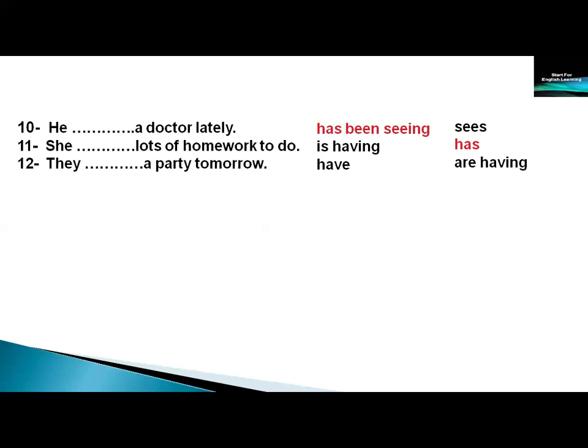12. They dots a party tomorrow. Have or are having? They are having a party tomorrow. It's an action verb. They're going to have fun. They're going to dance. They're going to laugh. It's an action verb. 13. He dots a car. Owns or is owning? He owns a car, meaning he has a car.